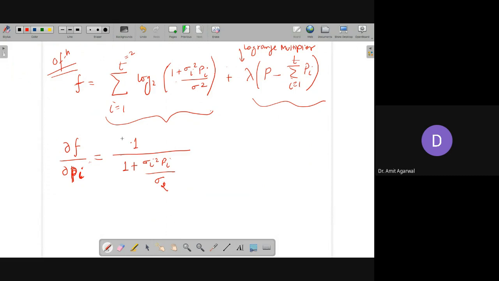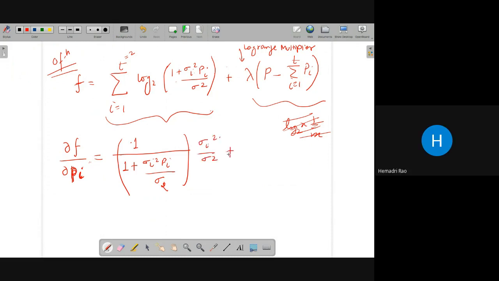I am just neglecting that, because ln x is 1 by x, so you have to also multiply with log 2. So I am not bothering about that. Okay, you understood what I said? Ln x is 1 by x, and log 2 you have to appropriately adjust. So that I am not bothered about. And now you have to differentiate it again.